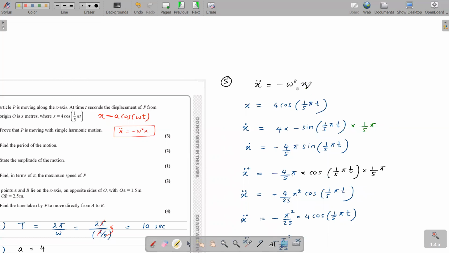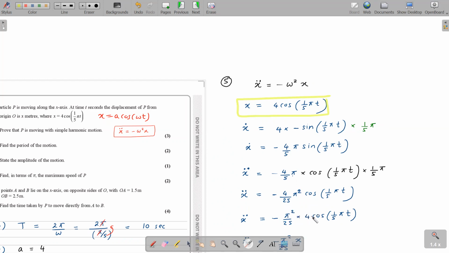So if you check, guys, you can see x is 4 cos 1 over 5 pi t, right? So you can see here that I'm doing a rearrangement to this question. So I'm having 4 over 25 pi square. I'm keeping the pi square over 25 and bringing the 4 here, right? It's just a multiplication. So you can switch positions. There's no problem, right?